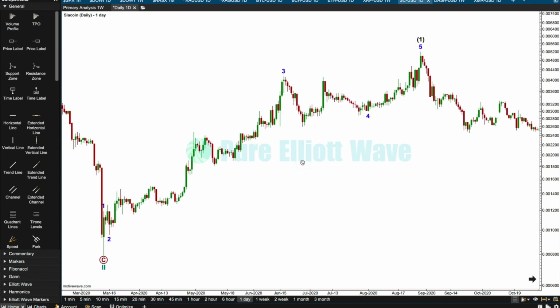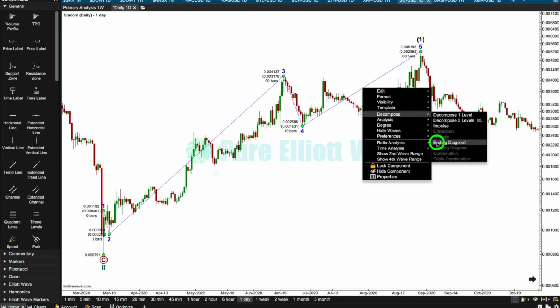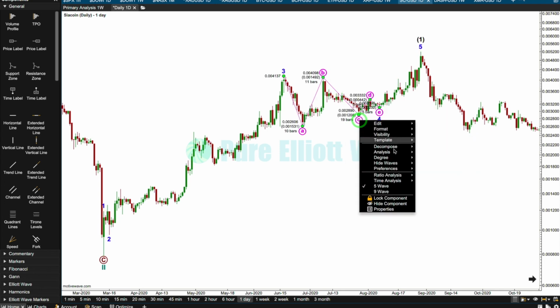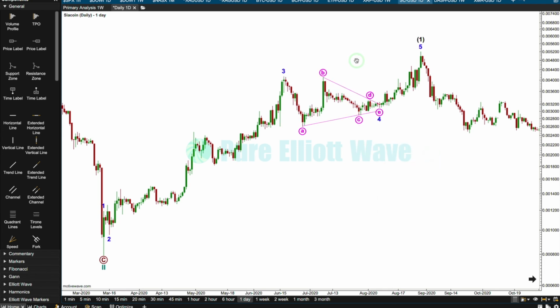Oh, and what's happening here? I don't know. I think it wants to tell me the 4th wave is a triangle, but I don't like the look of that. I think maybe we have a 5th wave ending diagonal. No, that doesn't work because the third wave's the shortest. So that won't work. So, okay, this is the high here. Okay, I'm going to put a triangle in there then. And I'm going to do it like that. Yeah, that's okay.